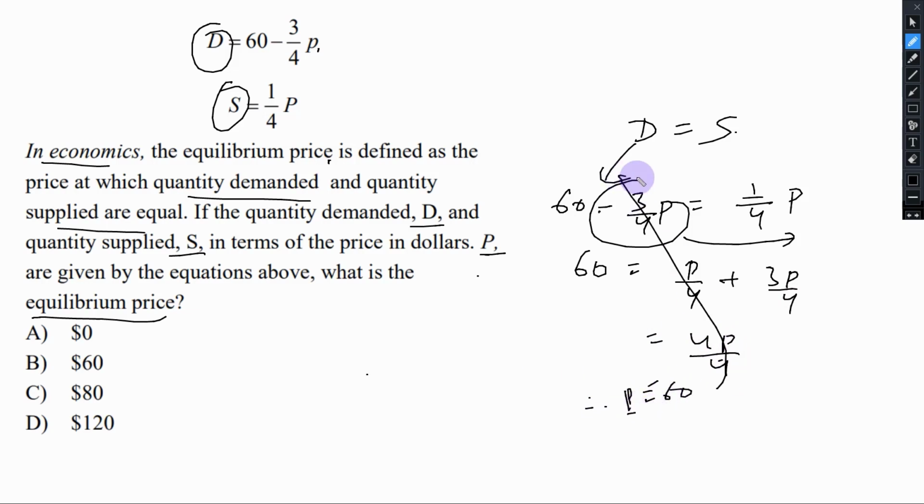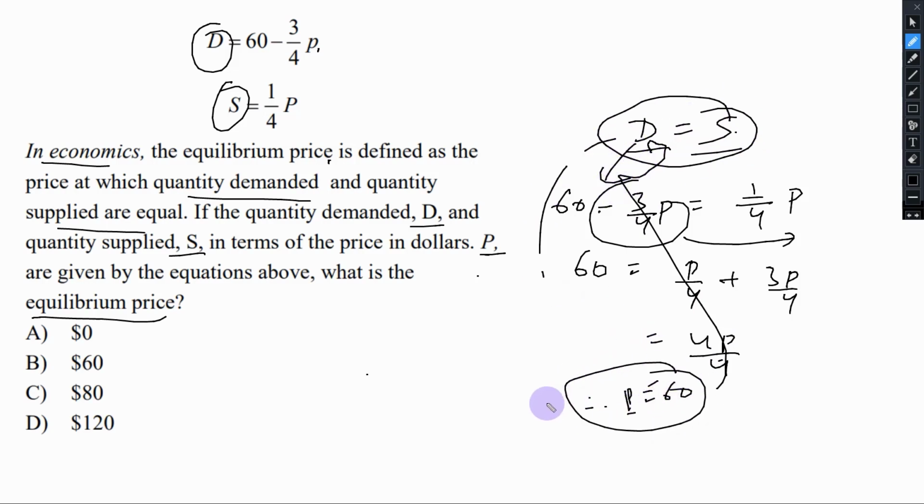So we got 60 while doing D equals S. So this is the equilibrium state, and we solved the equation and we got the value of P as 60. So 60 is the equilibrium price, so B is our answer.